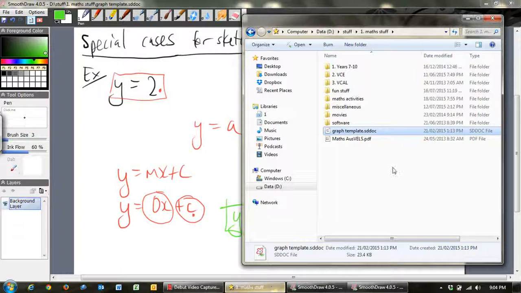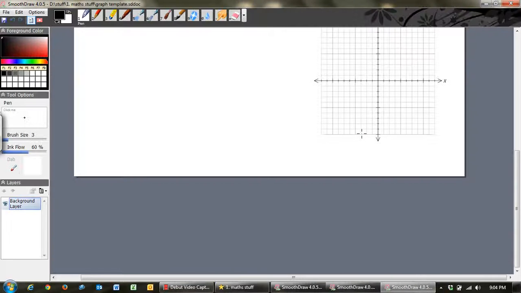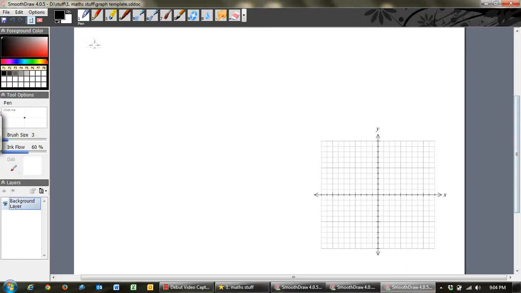Let's have a look at another one. Let's do the case where you've got x equals something, and hopefully you'll be able to figure out what this might look like before I get to it.